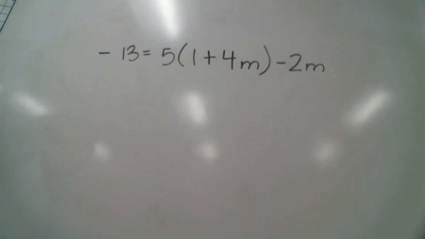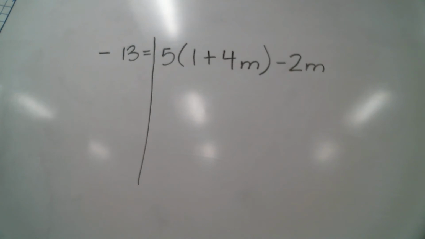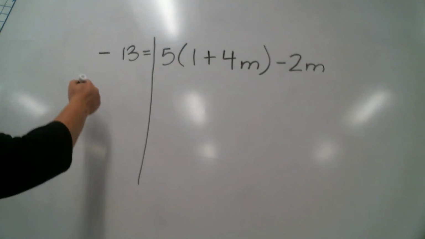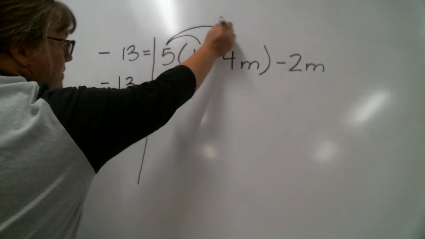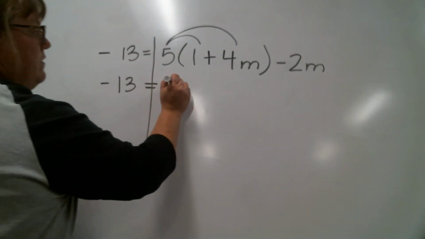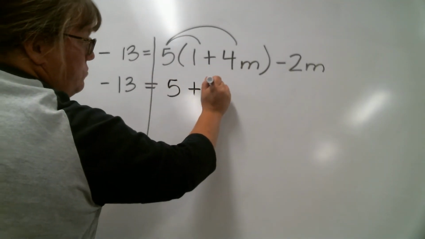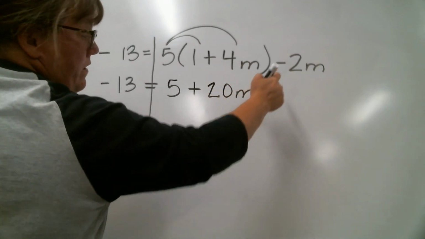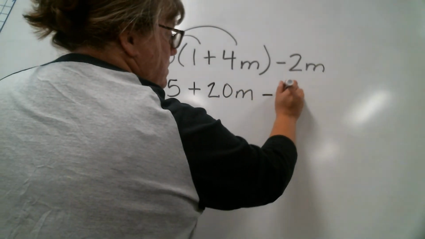Okay, go ahead and copy this problem down. We're going to remember the same things as before. The first thing we want to take care of is the distributive property, and I do have something right here that needs to be distributed, that 5. So let's rewrite. I'm just rewriting this, -13, and then I'm going to distribute this 5 to everything inside the parentheses. So 5 times 1 is 5, and then 5 times positive 4m is positive 20m. Now this part down here isn't in the parentheses, so I'm just rewriting it as it is, the -2m.